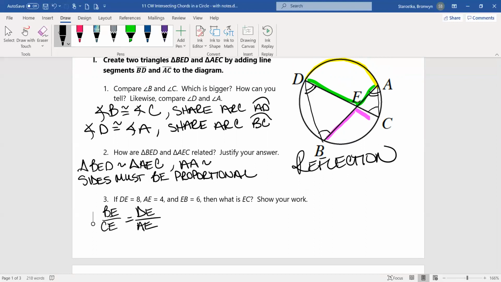So we can just start filling in what we have. They do the letters opposite. I flipped them. So we have 6 over CE equals 8 over 4. We've got 8 times CE equals 24, which means CE equals 3. That's one way of finding missing lengths of chord segments in a circle.